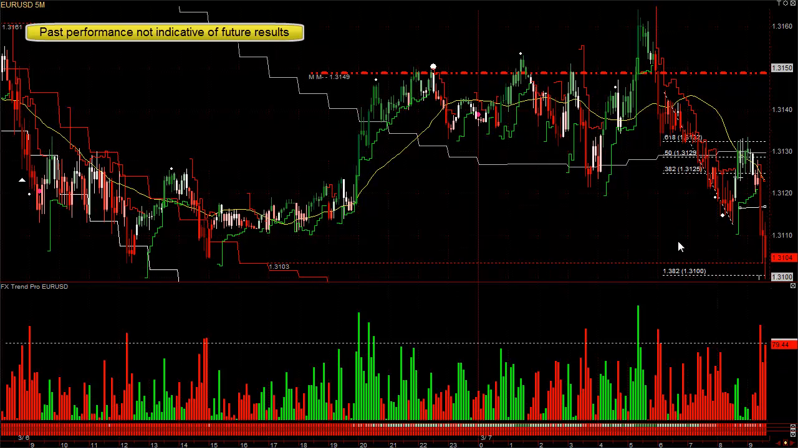All right, there it goes. It came down and hit my fib target here. We have the whole number. If I wasn't out of the first half, I definitely would be here.